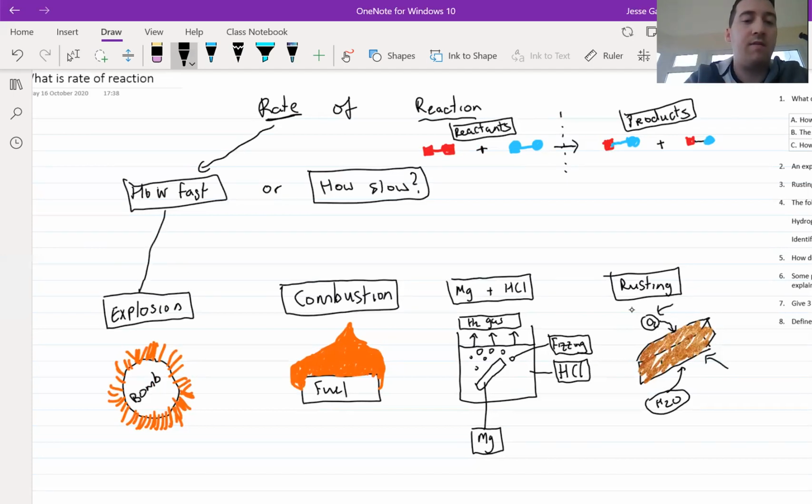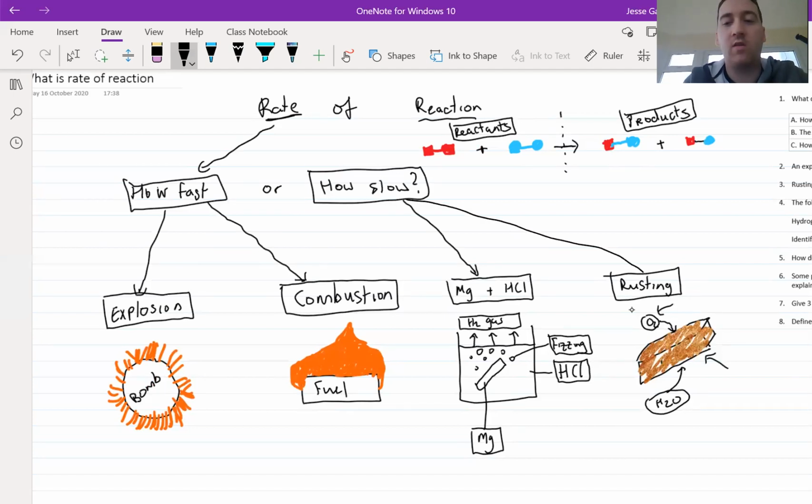Obviously, the explosion here is the fastest. It's a very fast reaction, and combustion is quite a fast reaction. Once you set something on fire, it will continue to react. It doesn't take that much to get a fire started. It's pretty quick. The magnesium and hydrochloric acid is slower, but it's still faster than the rusting. The rusting can take weeks or months or even years. So for example, rusting is an example of a very slow chemical reaction.